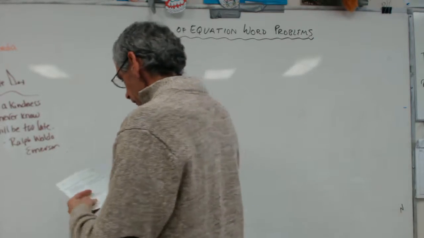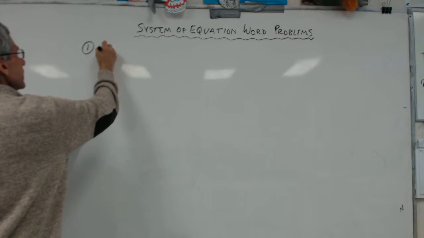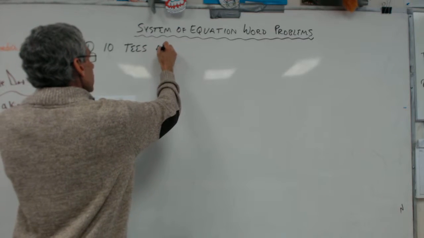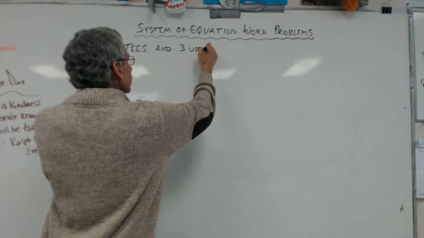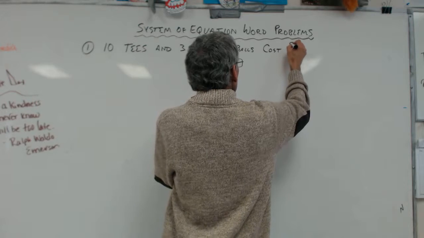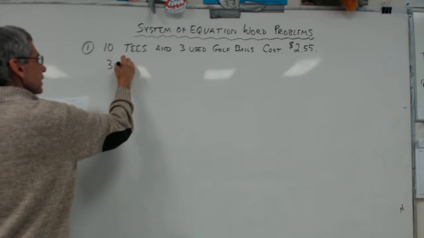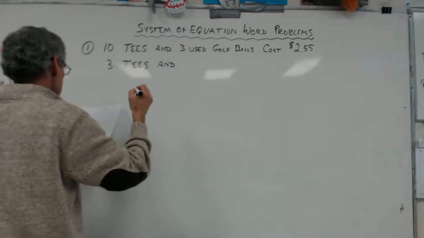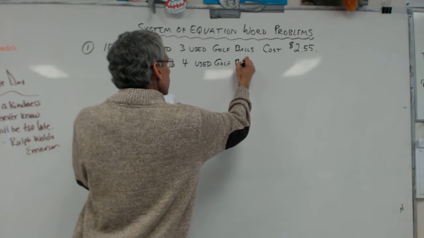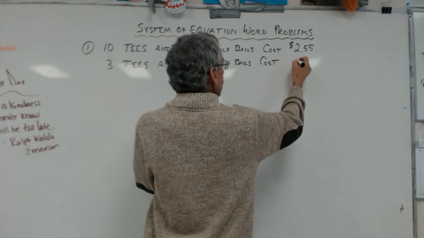And so if I gave you a problem, I'm going to write this out. I'll say it as I write it so that you can write it too. 10 tees, T-E-E-S, like golf tees, and 3 used golf balls cost $2.55. 3 tees and 4 used golf balls cost $3.09.